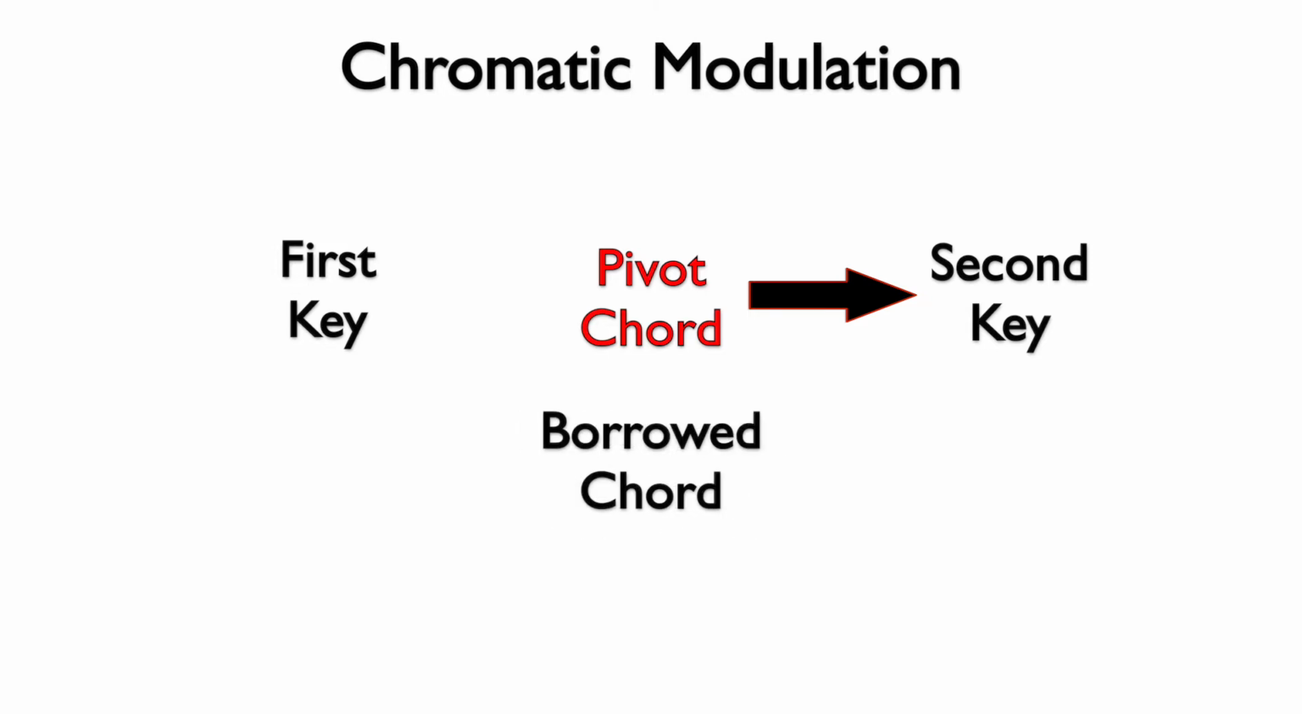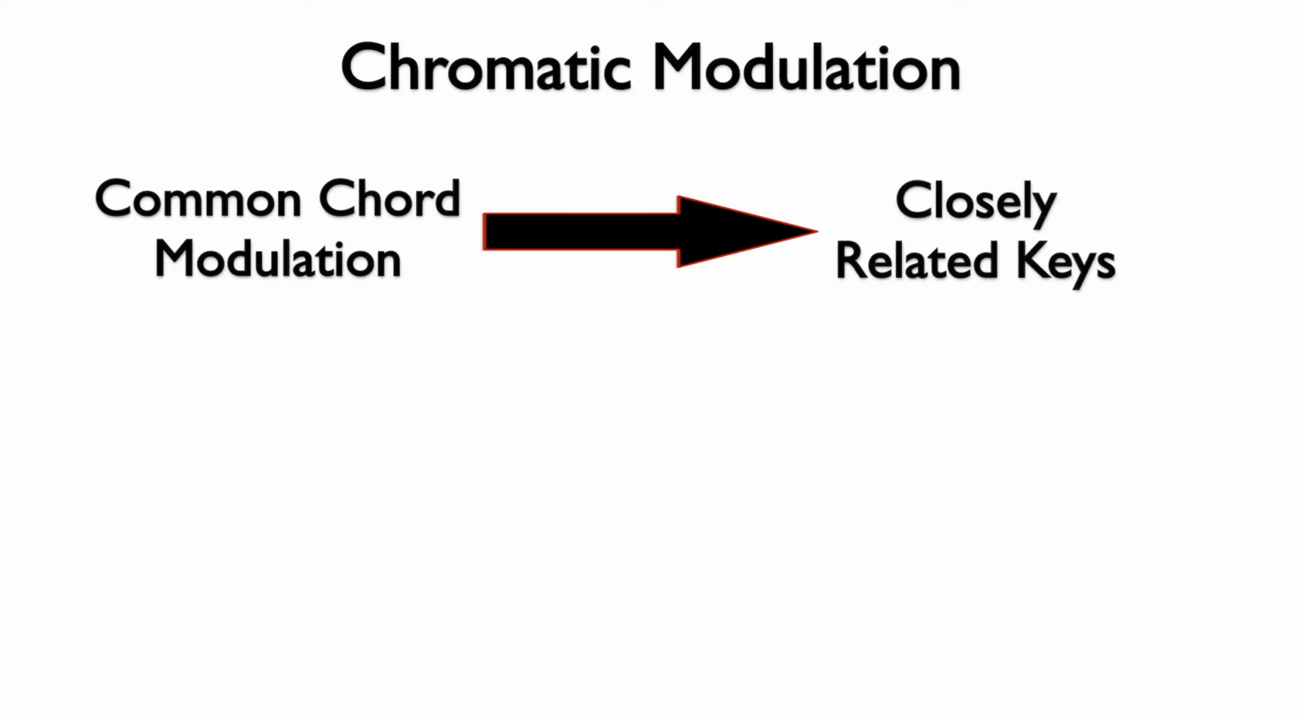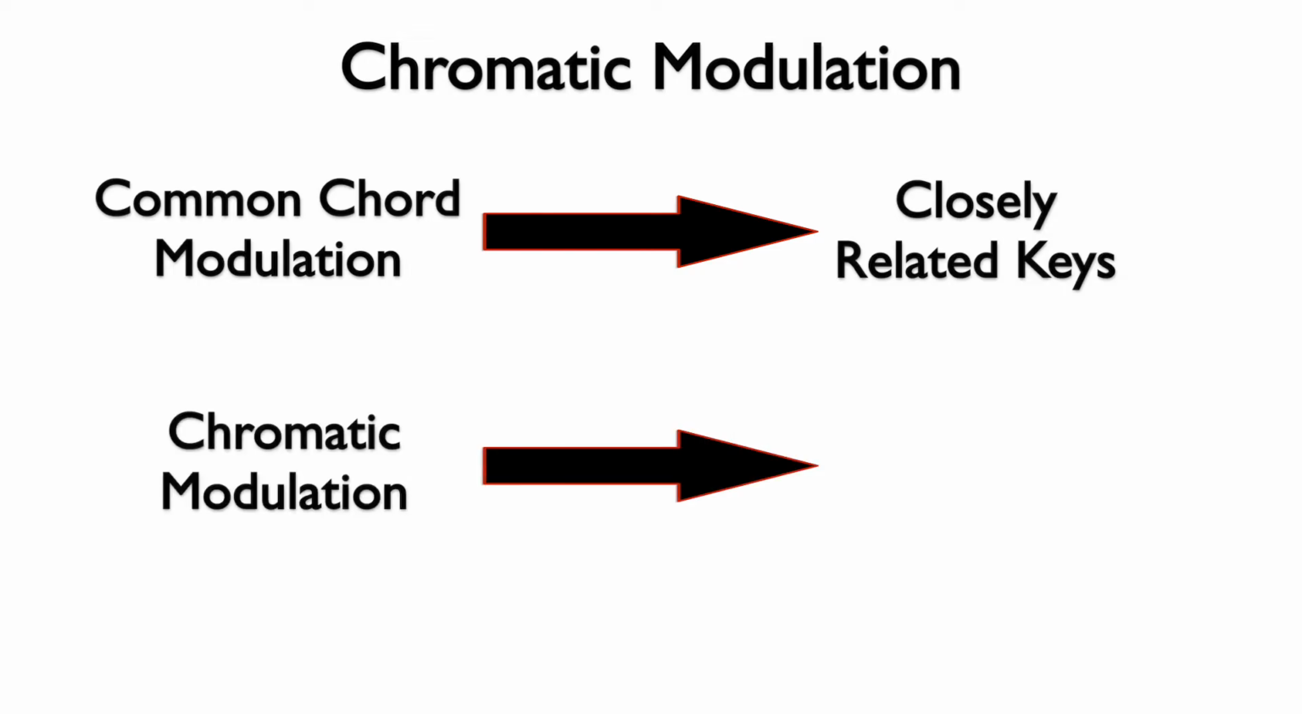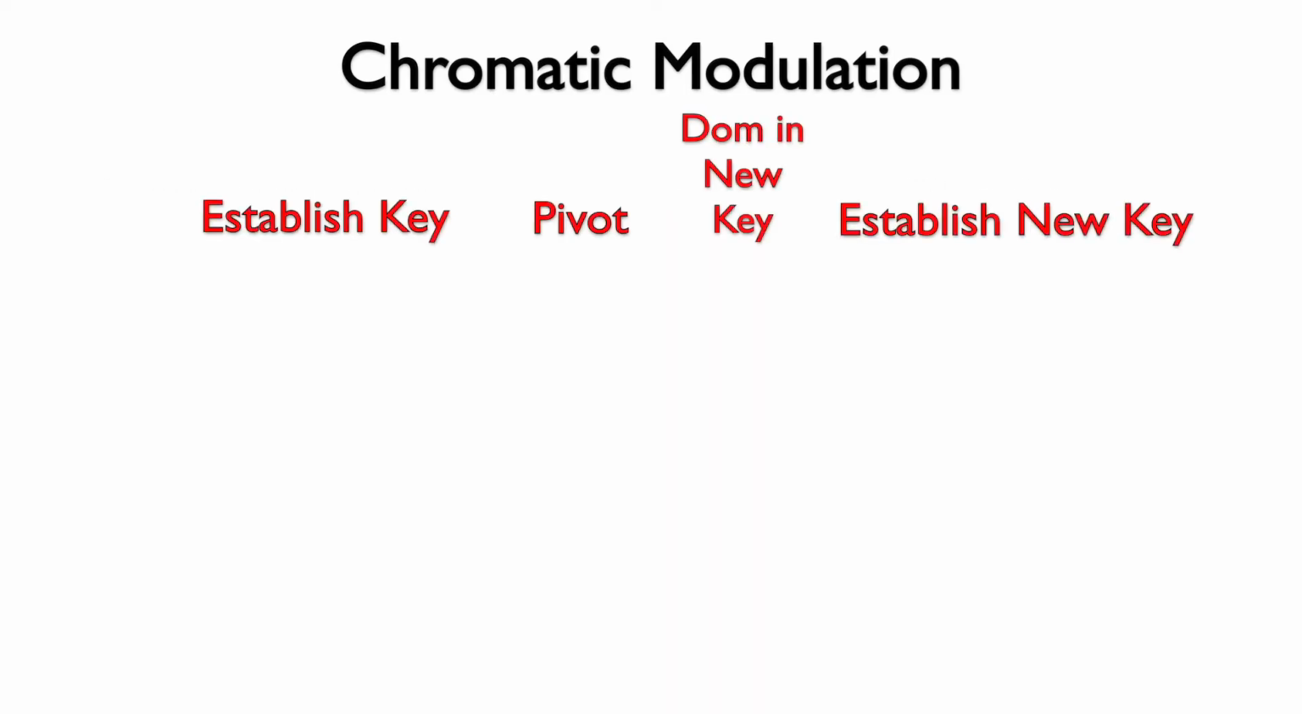From here on out, when we discuss borrowed chords, we will also include the Neapolitan. Therefore, the Neapolitan can be used within chromatic modulation as well. While common chord modulation is an effective method for moving between closely related keys, chromatic modulation allows for moving between distant keys. The basic setup for a common chord modulation will also work for a chromatic modulation.